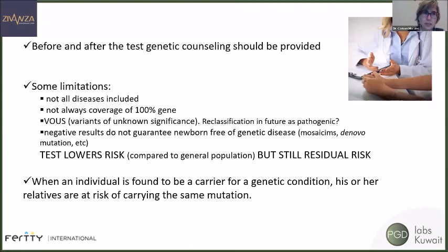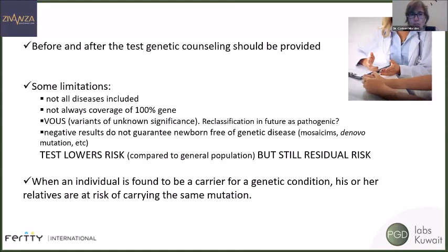It's not that we are doing this test and we know for sure that we are not going to have any children affected by any genetic disorder. This is not true because 100% certainty in science is never like that. First of all, we are not testing all the genetic diseases that are known. This test usually includes the most frequent ones. Even if they include 1,000, it's not all the genetic disorders that are possible.